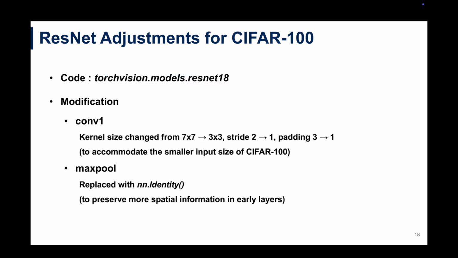For the ResNet model, we also made some adjustments to better fit CIFAR-100. First, we modified the initial convolution layer, conv1. The default setting downsamples the input too aggressively, which is not ideal for small images like those in CIFAR-100. So, we changed the kernel size to 3 by 3, set the stride to 1, and used padding of 1. We also removed the max pooling layer following conv1. This layer normally downsamples the feature map again, but for small inputs, it discards too much spatial information too early. Therefore, we replaced it with identity to better preserve spatial details in the early layers.